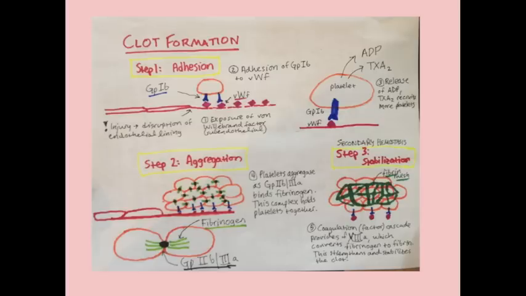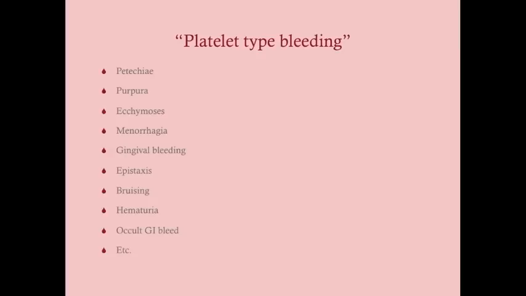So the symptoms of platelet-type bleeding are primarily superficial. The most dramatic are going to be what you see on the skin. So petechiae, purpura, and ecchymosis. Petechiae are just less than 3 millimeters in diameter. Purpura are between 3 millimeters and 1 centimeter in diameter, and ecchymosis are greater than 1 centimeter, and they look like little bruises.